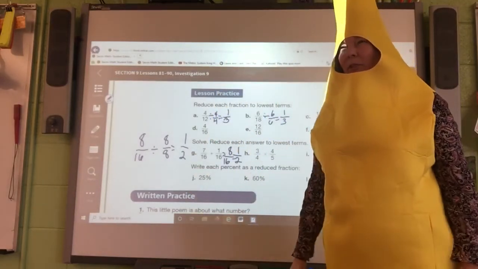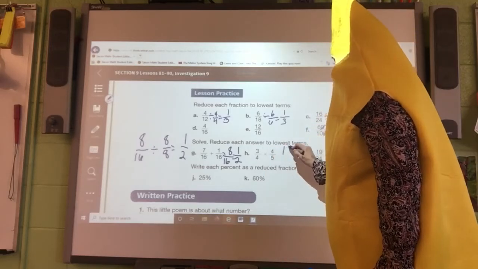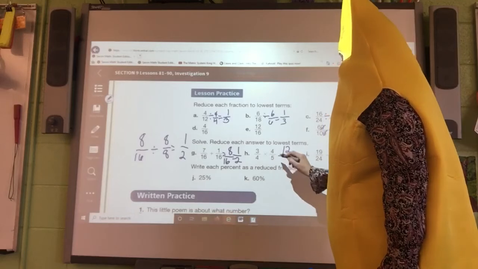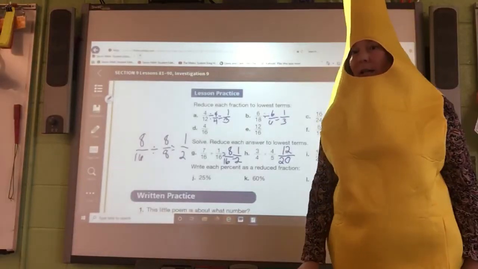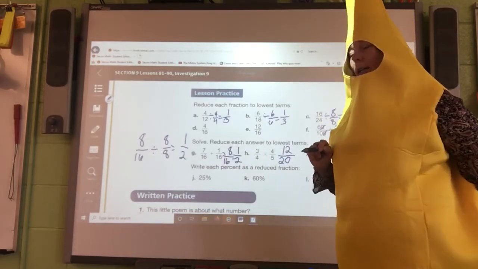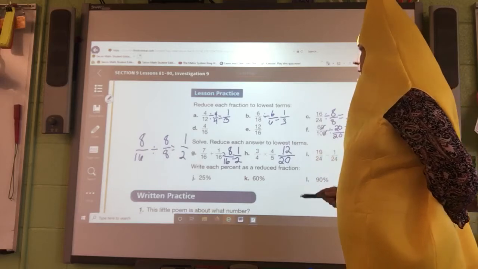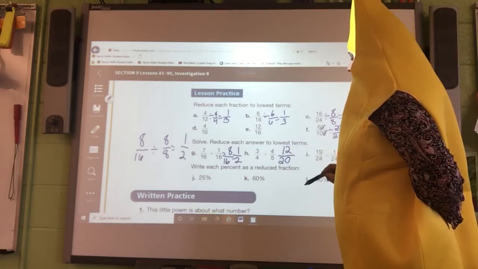All right. I love multiplying fractions. It's so fun. So 3 times 4 is 12. 4 times 5 is 20. I can reduce both of those. They both end in an even number. All right, so I look at 2. 2 goes into both of these. 3 only goes into the 12.